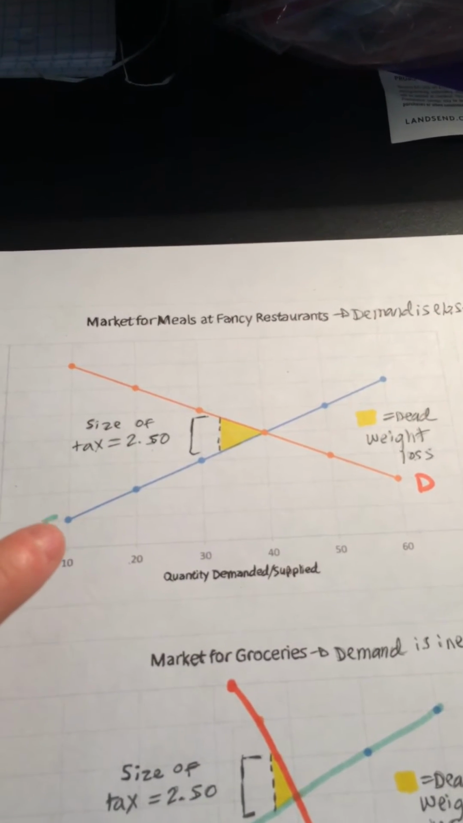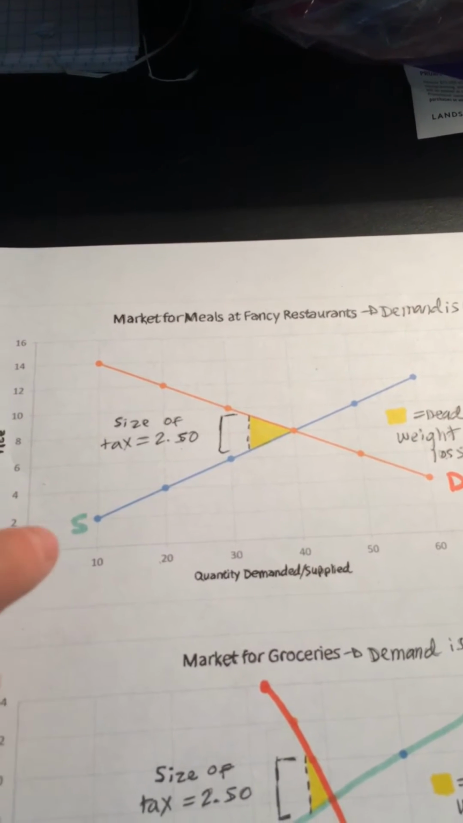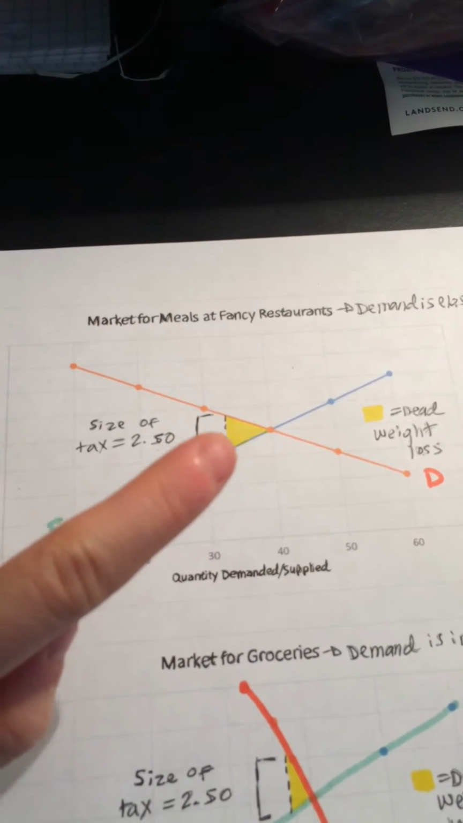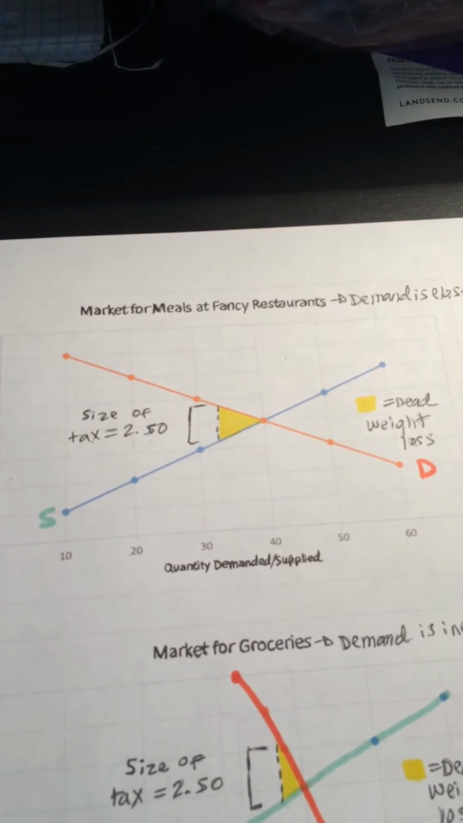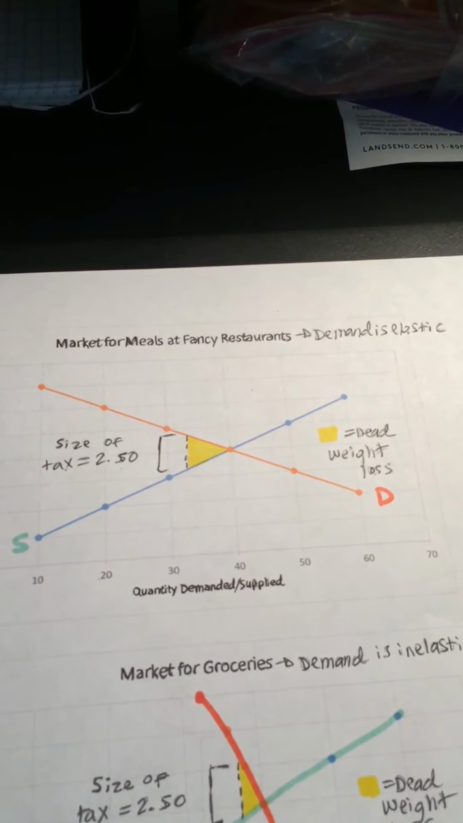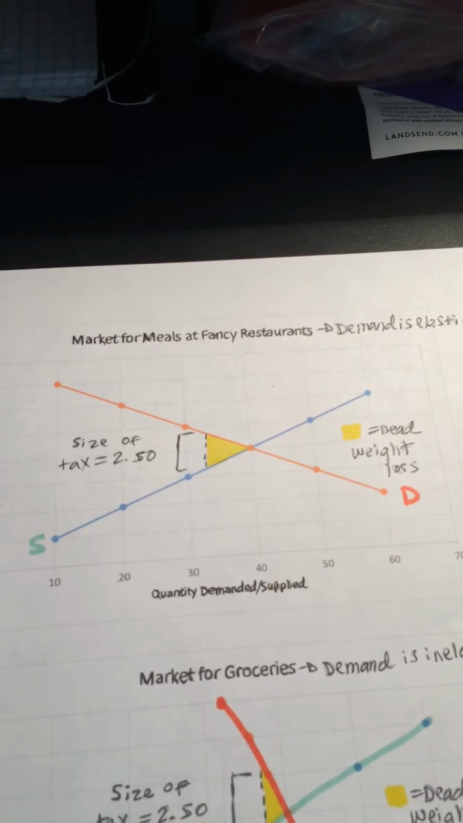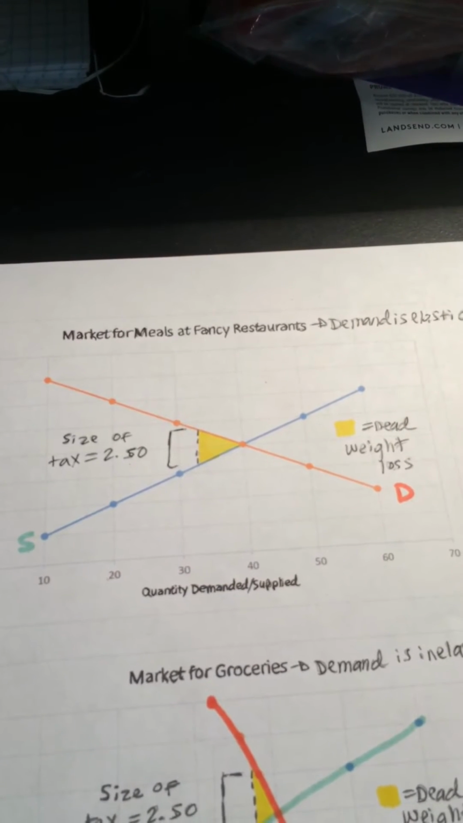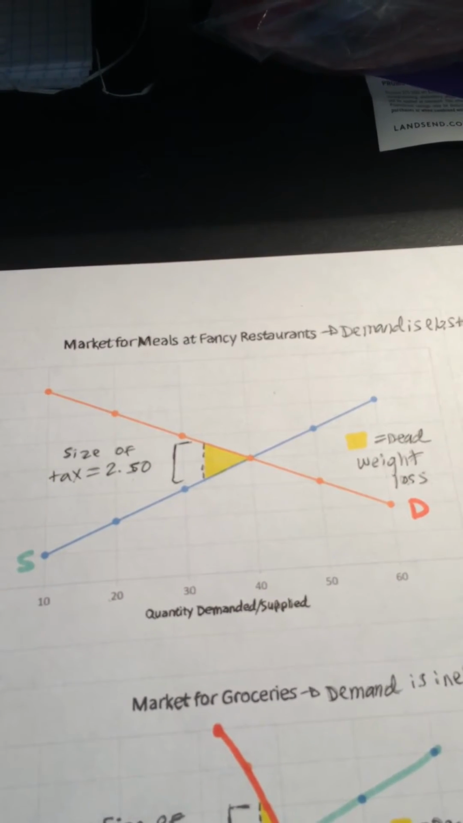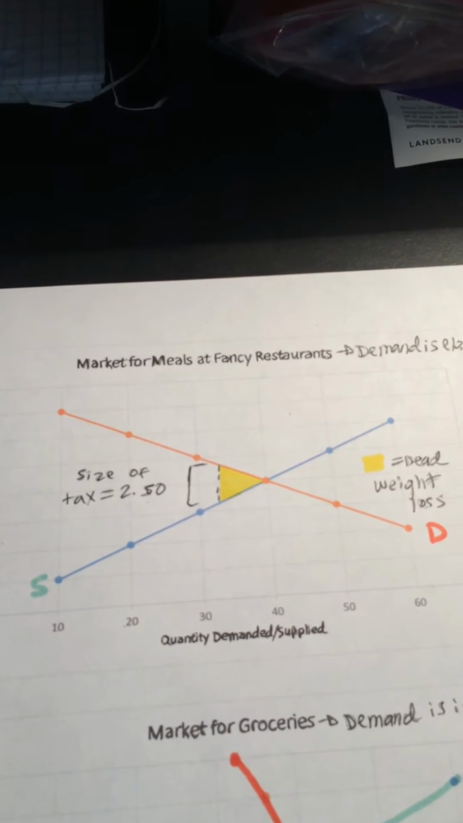So this blue line represents the supply curve and then the orange line represents the demand curve. And with a tax size of $2.50, that creates this yellow area here, which is our deadweight loss. And with a curve of demand that's more elastic, the deadweight loss tends to be a little bit larger. So there is more of a fall in consumer and producer surplus with this market for a meal at fancy restaurants with that tax.